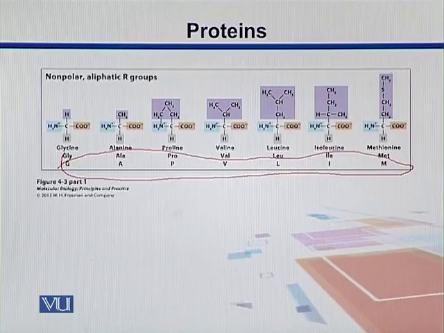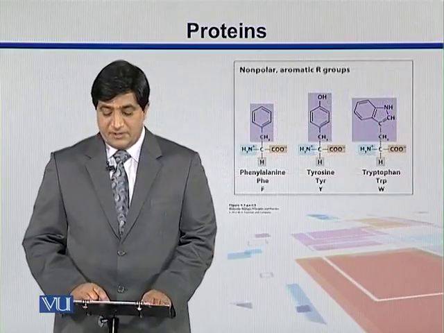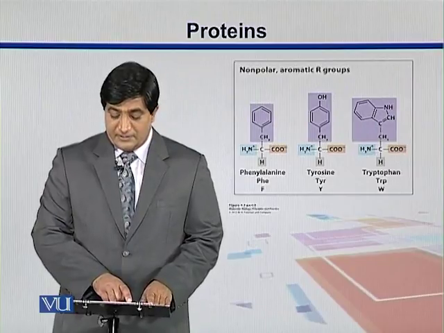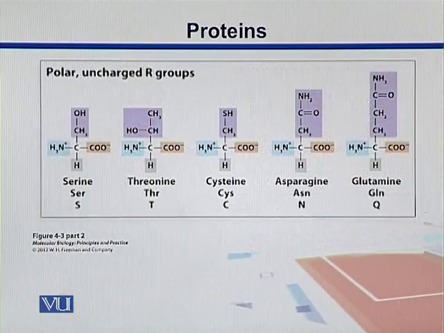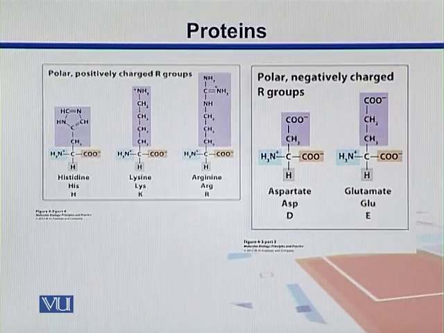Here we see another group, the nonpolar aromatic R group containing amino acids, which are phenylalanine, tyrosine, and tryptophan. Polar uncharged group amino acids are serine, threonine, cysteine, asparagine, and glutamine. Since we have redundancy in the symbols, we might have strange symbols, like for glutamine we have Q, maybe because G is already taken by some other amino acid. We have polar positively charged groups: histidine, lysine, and arginine. We have another group with negatively charged polar R groups, which is aspartate and glutamate.